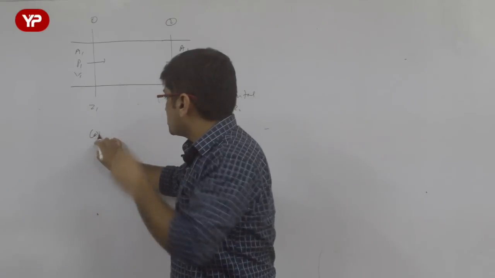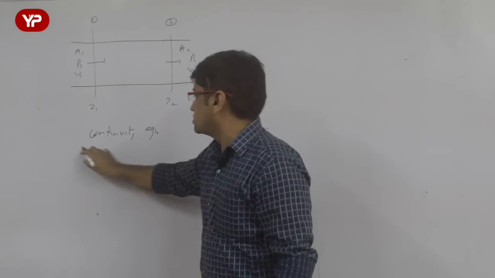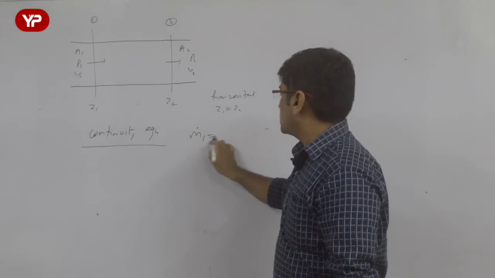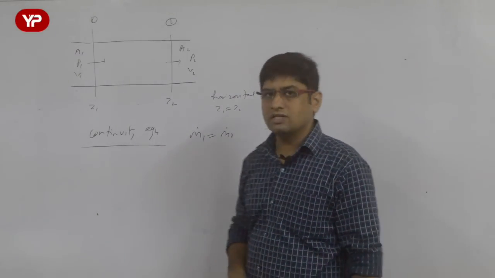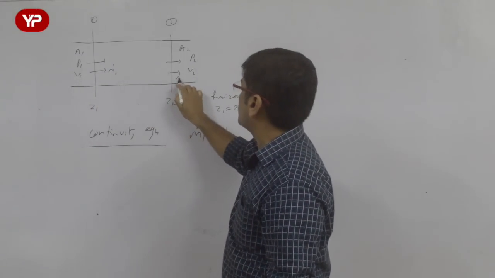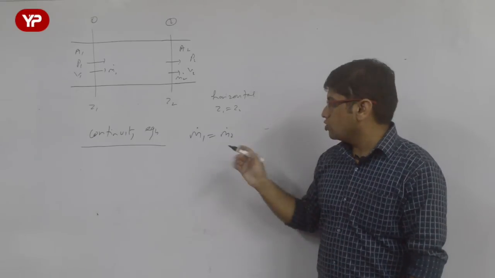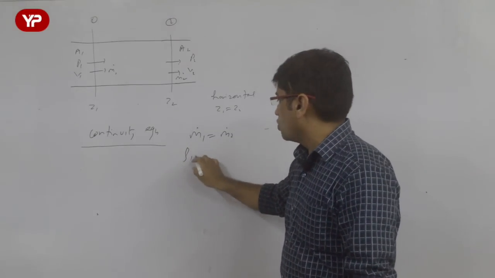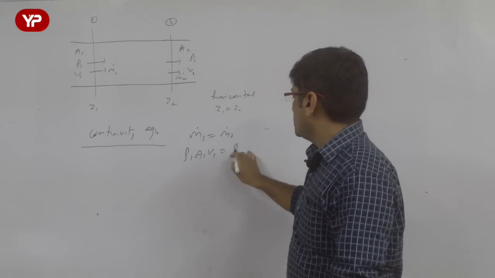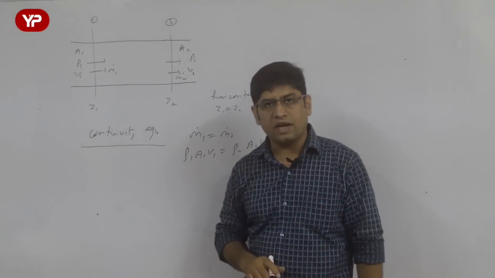So continuity equation is something which you study in fluid kinematics. And what is continuity equation? You will say, sir, continuity equation is the mass flow rate conservation equation. That means whatever mass flow rate is entering at this section, the same mass flow rate is going out of this section. That is called continuity equation. And how do you calculate the mass flow rate? It is rho 1 A1 V1 is equal to rho 2 A2 V2. That is the continuity equation we write.